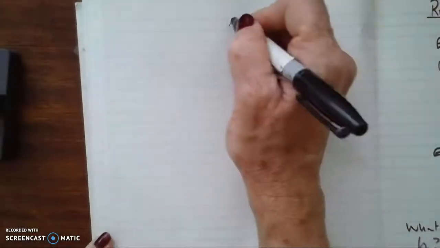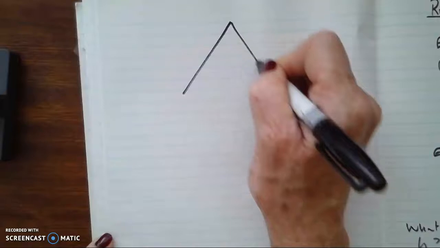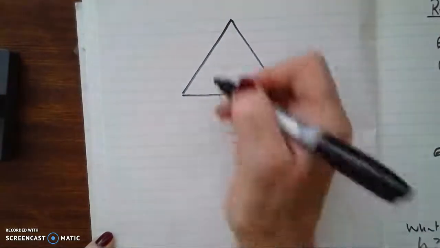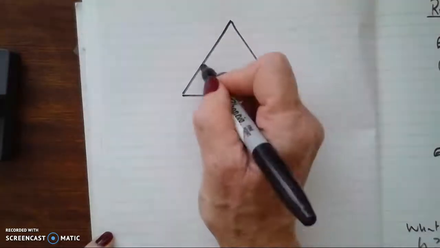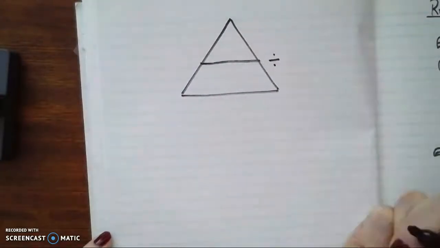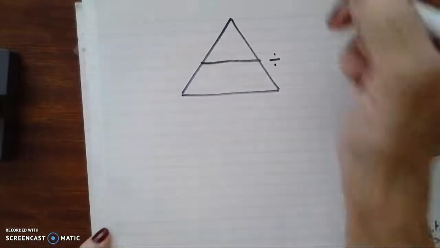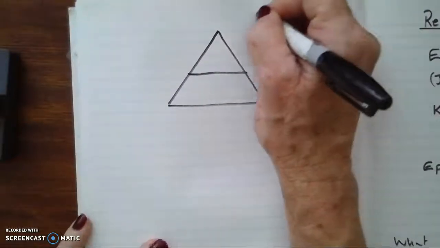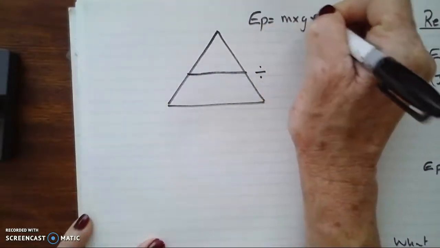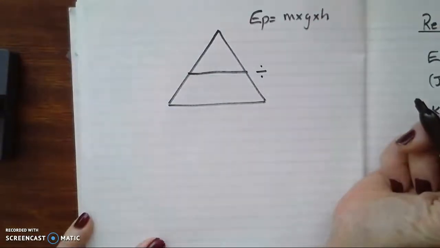However, I'm just going to show you a little trick with a formula triangle. Now, I mentioned this in the last video, but I felt like I skipped over it, which is why I'm going to give you a bit more detail here. So, in the triangle, that line across the middle means divided by. Back to what our equation is. I'm always a big fan of writing the equation down. The more times you write it, the more times you're likely to remember it. EP equals mgh.